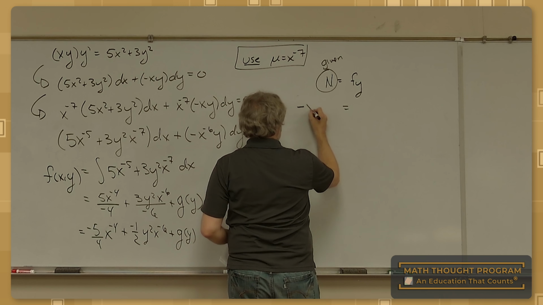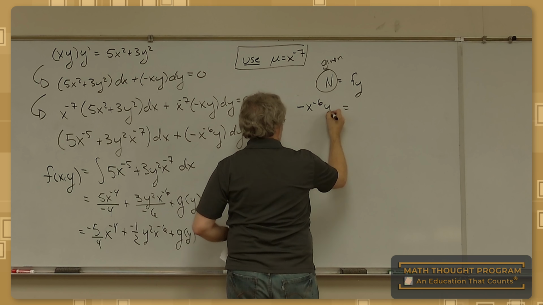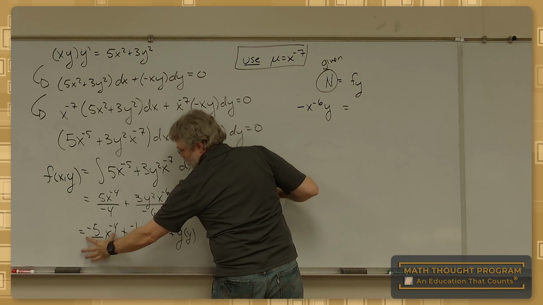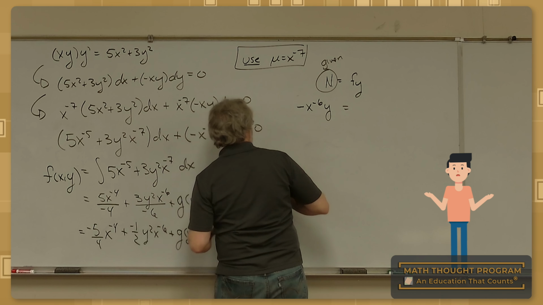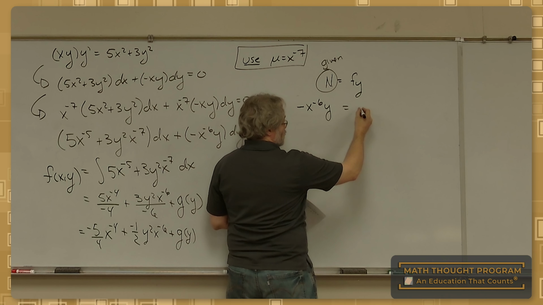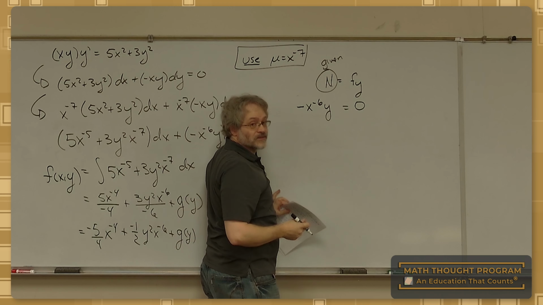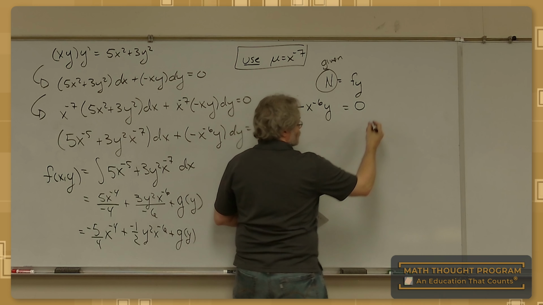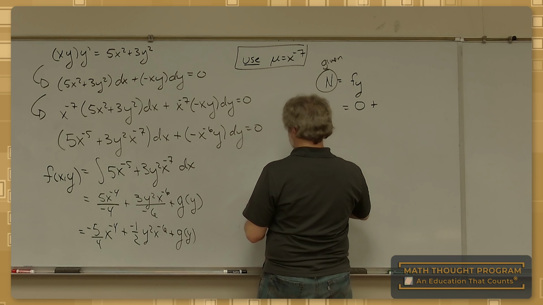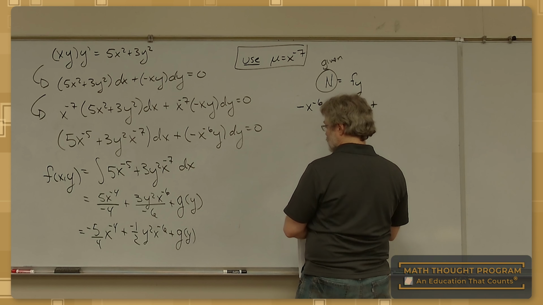That's going to be minus x to the minus 6 y. And take the partial with respect to y. What happens with this component? x is constant. What's the derivative of a constant? 0. Do the same for the next piece right here, taking the partial again in terms of y.